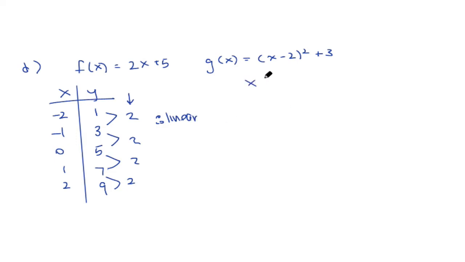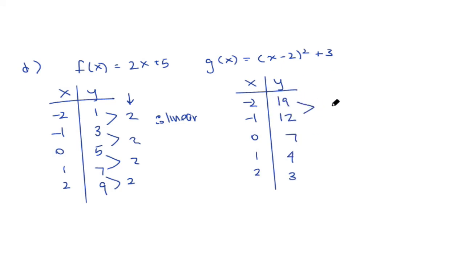So let's do the same thing with our quadratic function. For the quadratic function, we know that the second differences must be constant. So let's plug in our values like this, and now let's find our differences. So 12 minus 19 is -7. 7 minus 12 is -5, 4 minus 7, and 3 minus 4.